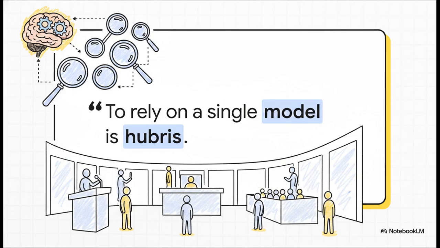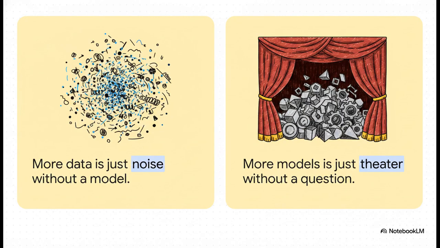Think of many models not as many differing opinions, but as different physical positions in a courtroom. If you only stand in one single place, you only ever see what that one witness sees. You have to physically move around the room to see what got missed. When serious people get lost, they often make a choice that creates deep dread. They either collect more data, which is really just noise without a model, or they hoard more models without a governing question, which is mere theater. Neither of these builds a load-bearing architecture.